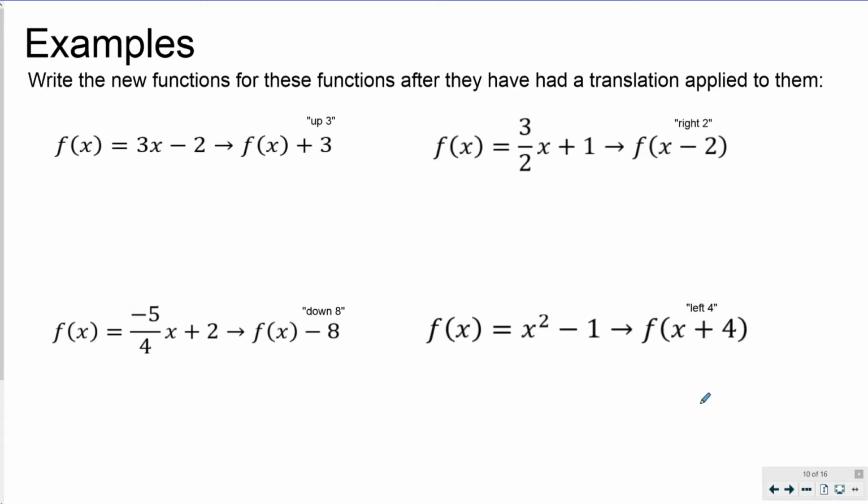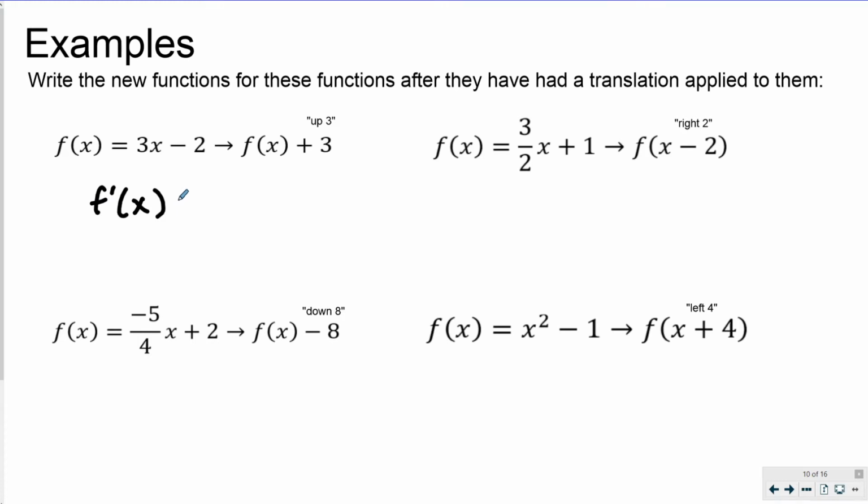So I'm going to do some examples for you. Write the new functions for these functions after they have had a translation applied to them. So f of x is equal to 3x minus 2 maps to f of x plus 3, meaning go up 3. So I'm going to take the original function f, and we're going to use this notation here. F with an apostrophe means f prime, or function after translation, so translated function. When you read f apostrophe, you're reading translated function.